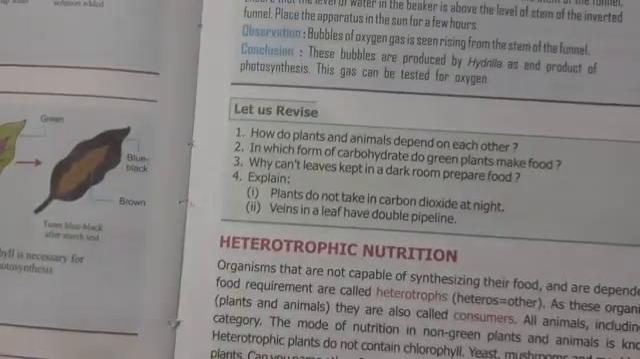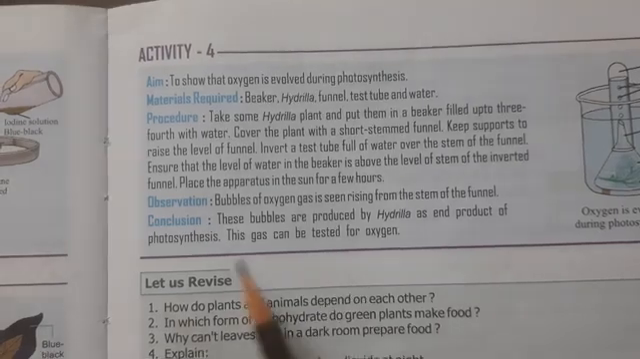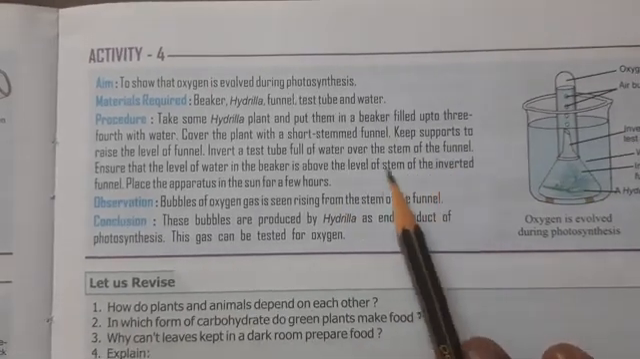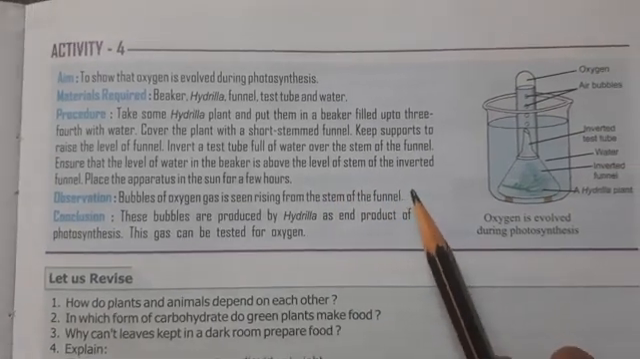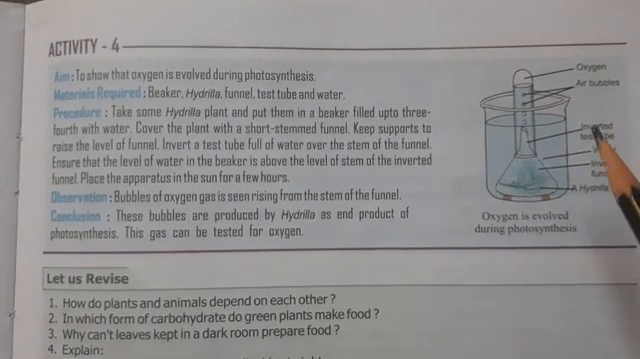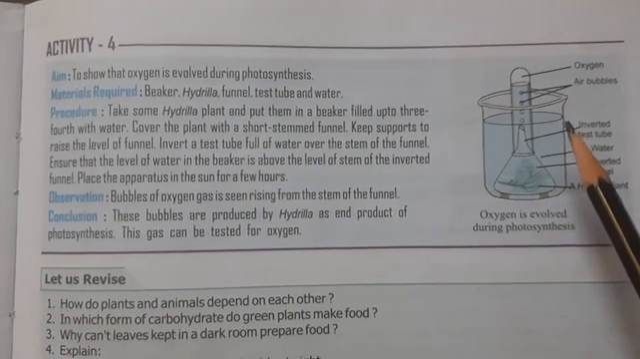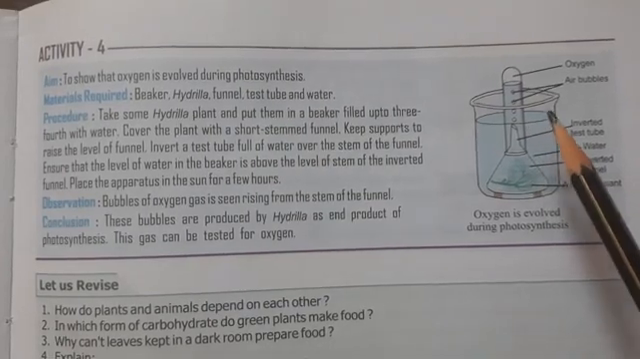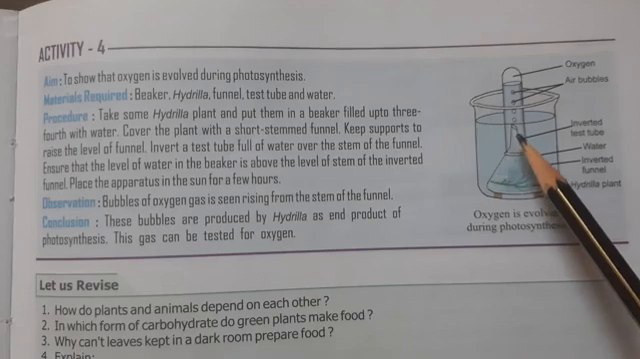Now, the fourth activity. There is one more activity to show that oxygen is evolved during photosynthesis. You studied that during photosynthesis, oxygen is evolved, in the equation you had studied. So how to check that? Again, children, you have to just learn it, or go through my video, because since the schools are closed, we cannot do all these activities at home. So you just understand from the book only.